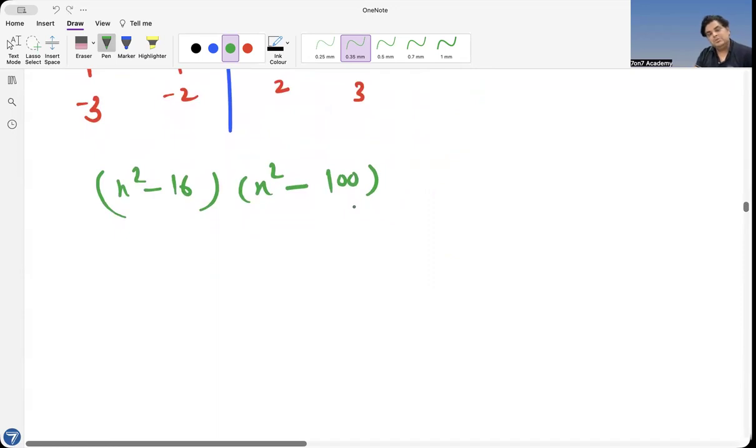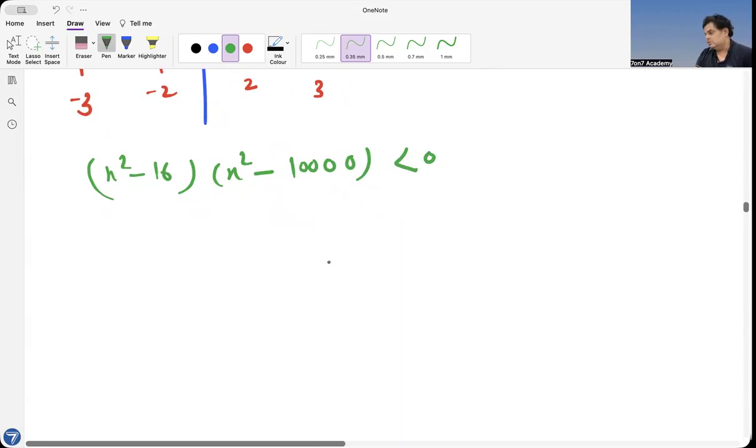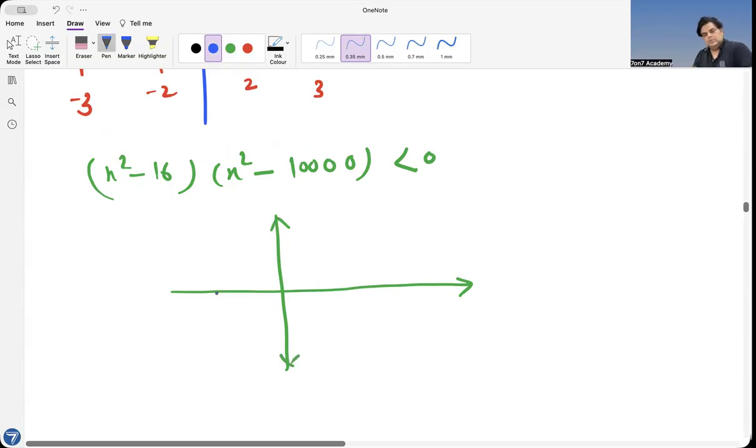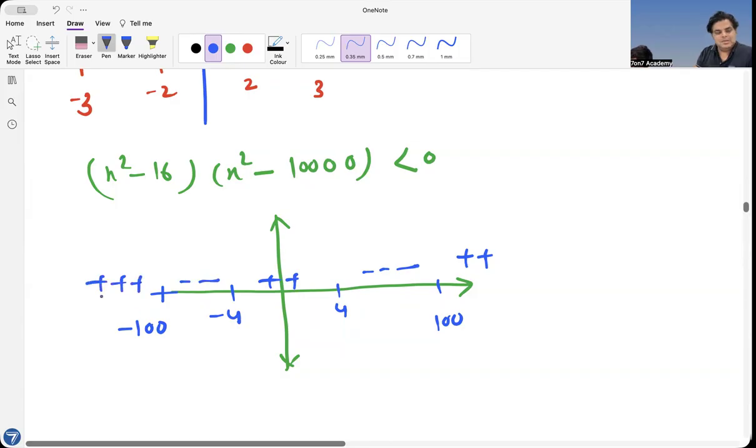If this is an AMC question, they won't take this. They'll take one more 0 and then ask how many integral solutions there are. So (x − 100)(x + 100), roots at −100 and 100. So plus, minus, plus.